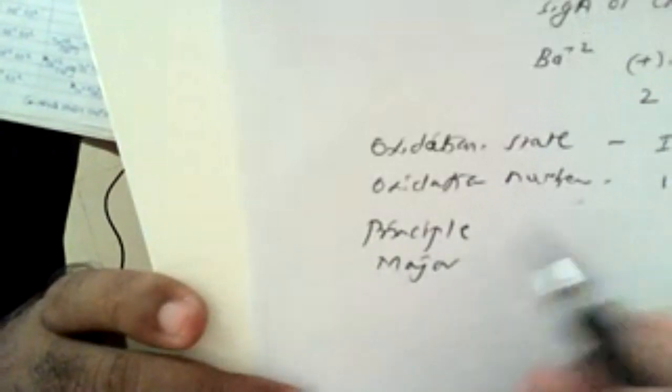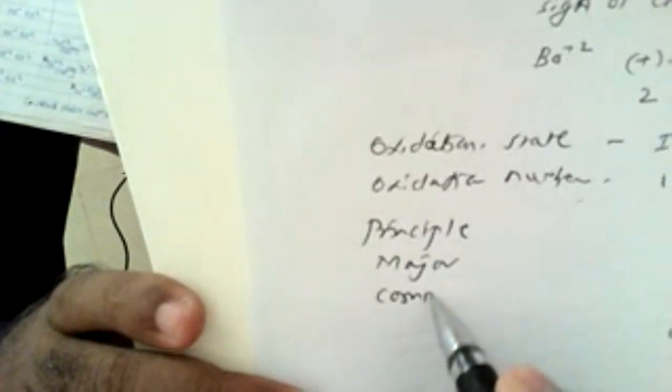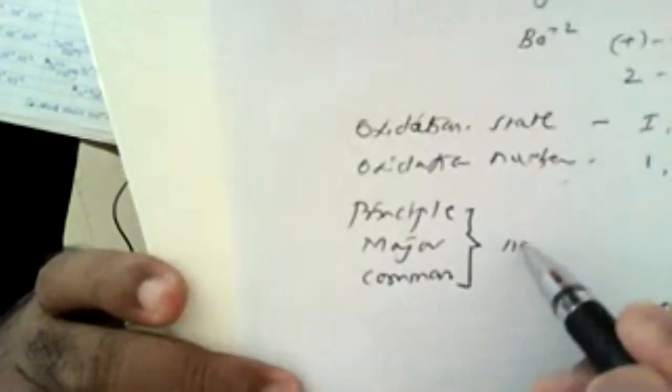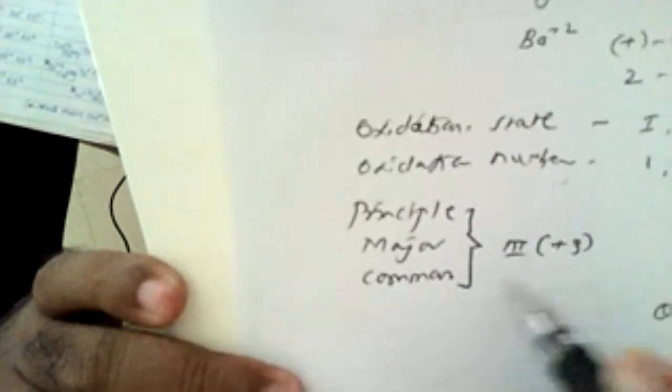So an MCQ based question may be asked. The principal oxidation state, or major oxidation state, or common oxidation state, which is shown by all the lanthanide elements, is +3 on account of the group valency.